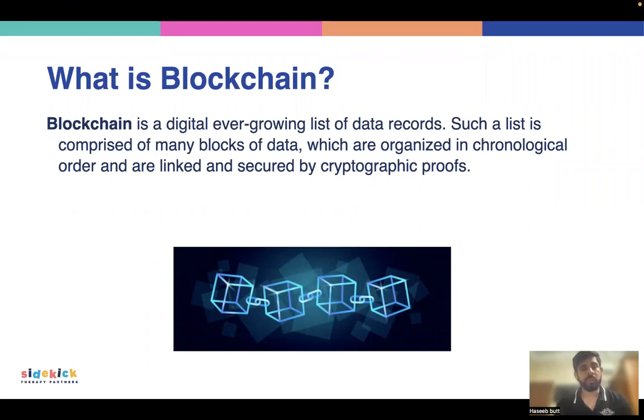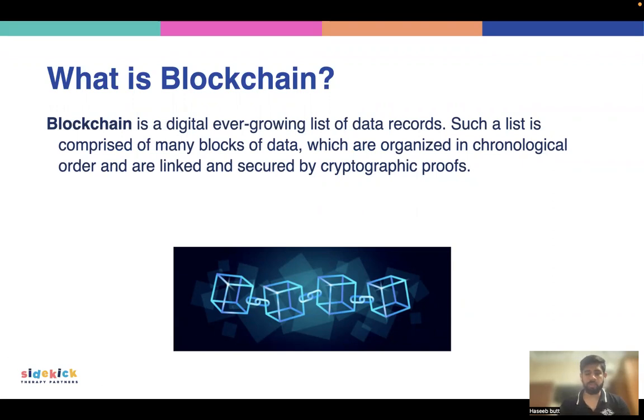So what actually is the blockchain? Blockchain is a digital ever-growing list of data records. Such a list is comprised of many blocks of data which are organized in chronological order and are linked and secured by cryptographic proofs. By looking at the definition, it might seem very difficult, but I'm going to explain the details about the blockchain.